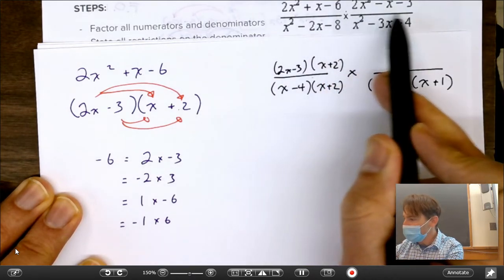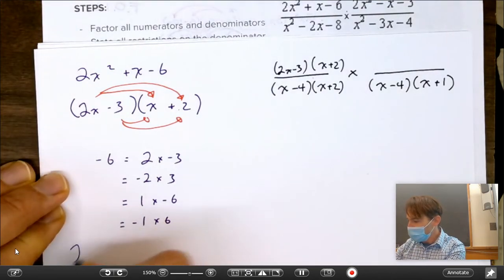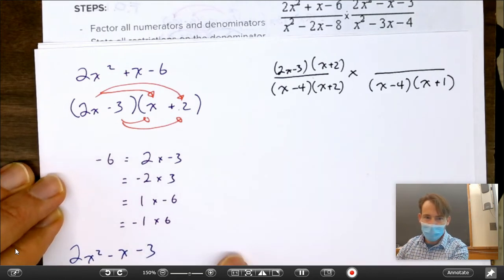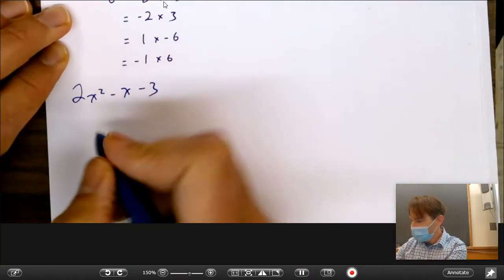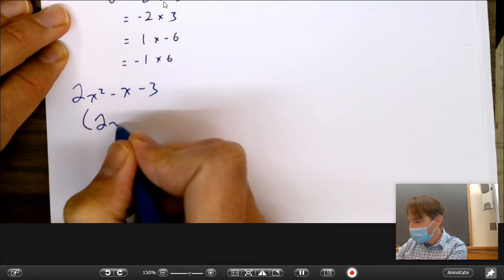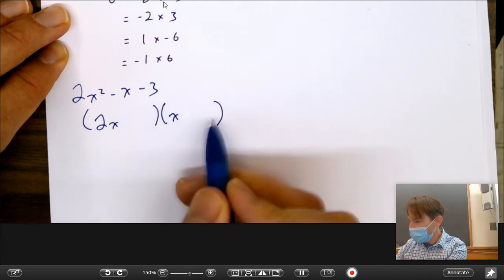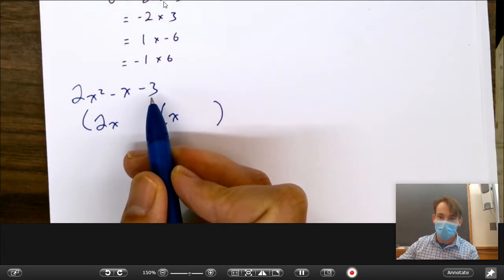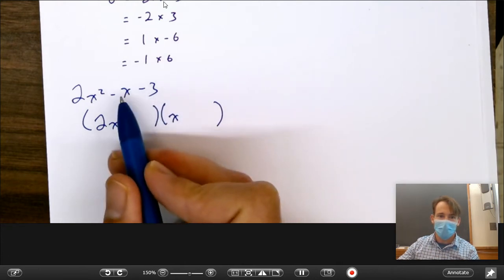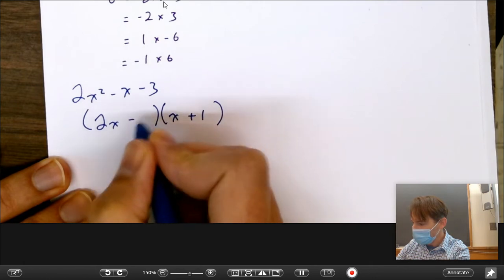Now let's factor this one, 2x squared minus x minus 3. Write it out: 2x squared minus x minus 3. And let's move it down. Again, this is going to factor into a 2x multiplied by some x. The numbers here multiply to -3, and there's only two ways to do that: 1 times -3 or -1 times 3. And they have to add to -1. So I can see it right away. This is +1 and this is -3.